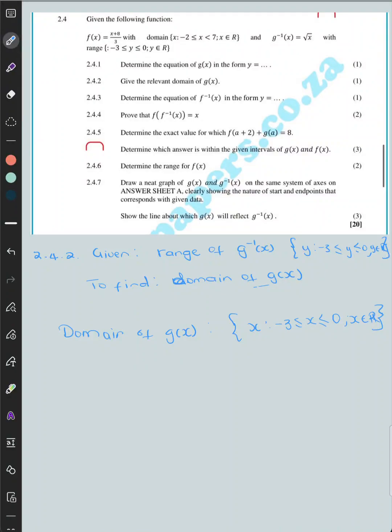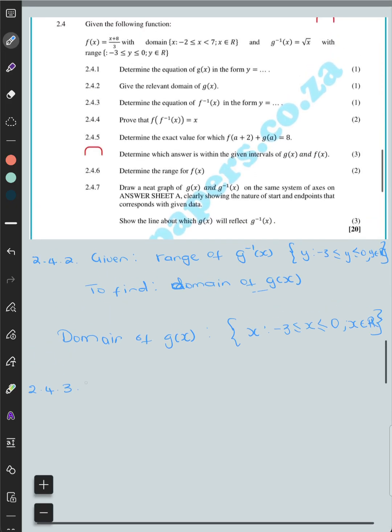Hello students, we are continuing with our February 2025 paper 1 on inverse functions. We are now at 2.4.3, which says determine the equation of f inverse of x in the form y equals to.